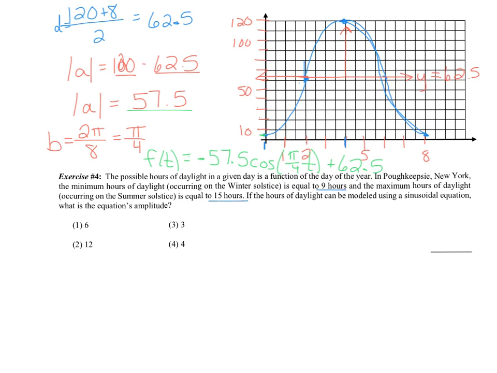If the hours of daylight can be modeled by a sinusoidal equation, so a sine or cosine equation, what is the equation's amplitude? So first I'm going to find the midline, which is the average of the max and min. So that's going to give me 12. And then my amplitude is from that 12 up to the max, so that's going to be 3. So it is choice 3 for that one.